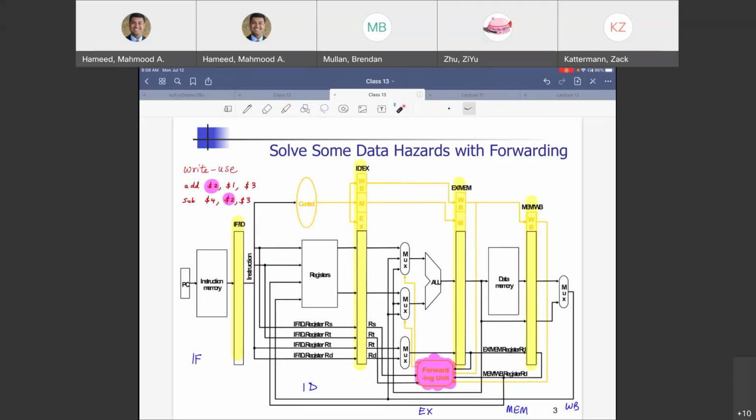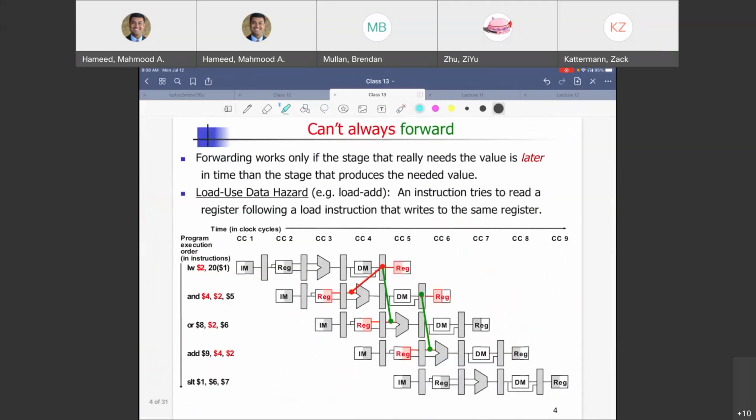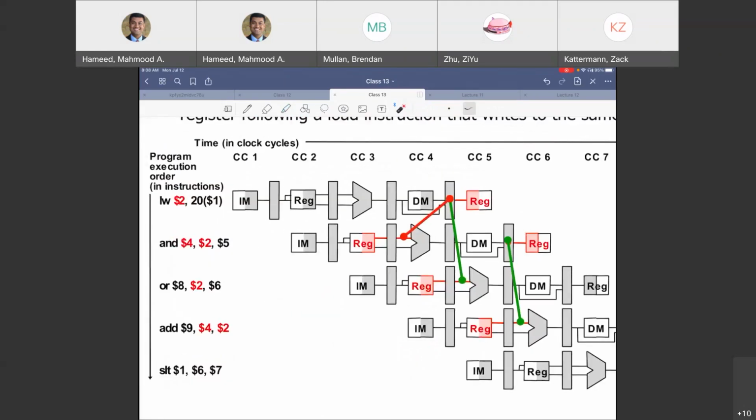The key term here is what? Some data hazards, not all. The one type of data hazard we need to look at is the load use hazard, because forwarding will not solve that problem. So let's see. Suppose you have something like this. These are a few instructions in that specific order. We are doing a load word followed by an and or add and then set on less than.